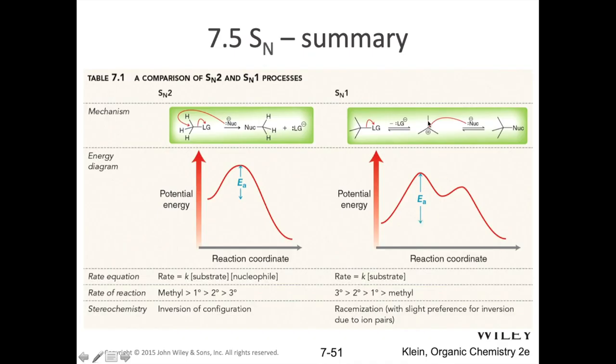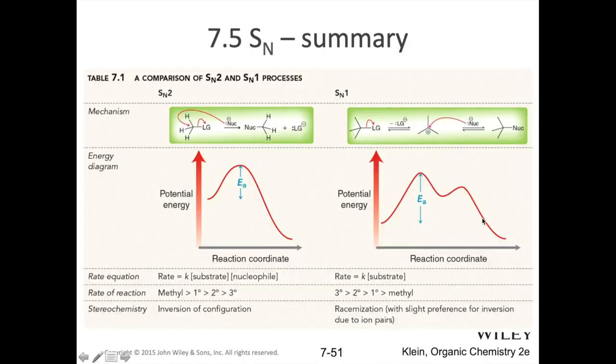Regarding the products you make, since this goes via a carbocation intermediate, and since your nucleophile can attack either side of your carbocation, you wind up having a racemic mixture. You get a mixture of both enantiomers. Okay, unlike the inversion in SN2, where you always get the enantiomer.